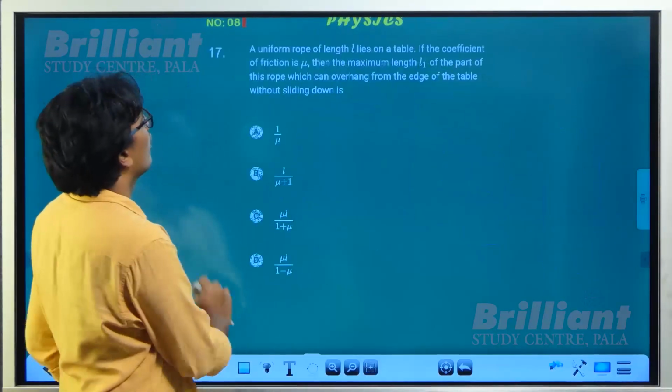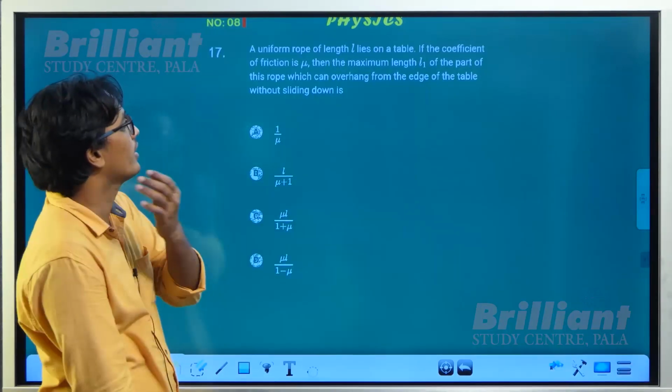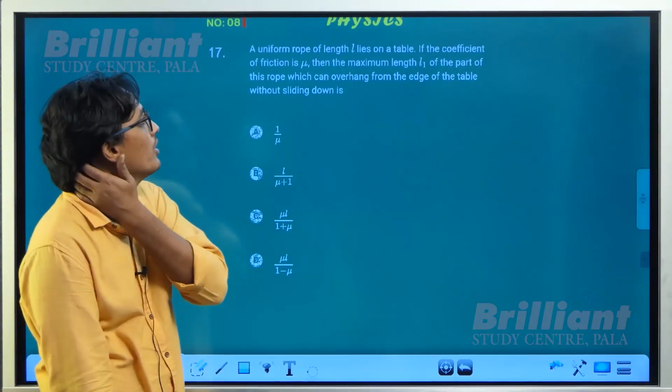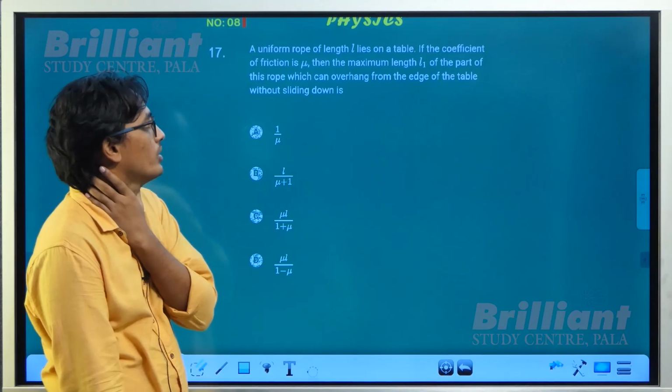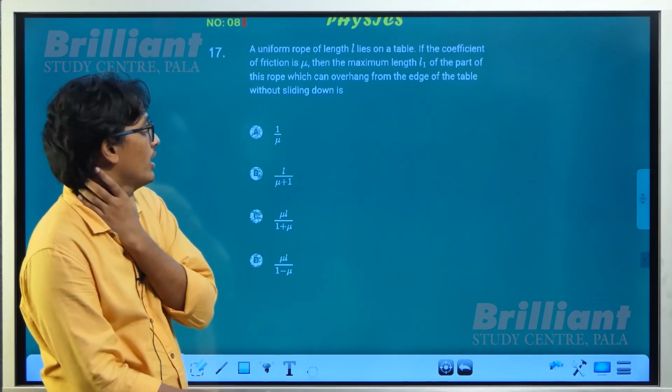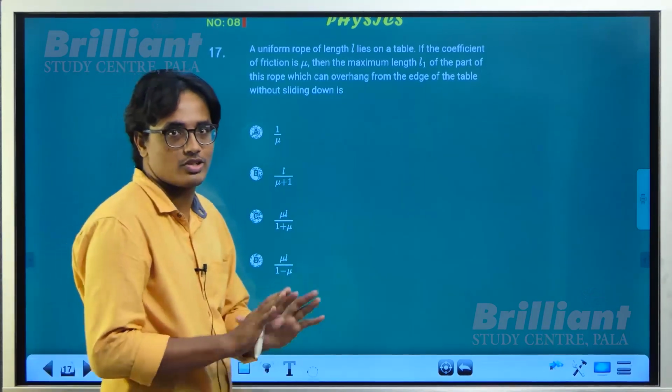Okay. A uniform rope of length L lies on a table. If the coefficient of friction is mu, then what is the maximum length of the part of the rope which can overhang from the table without sliding? So it is not sliding, so it has no acceleration.